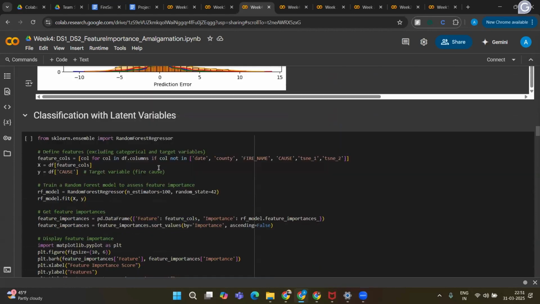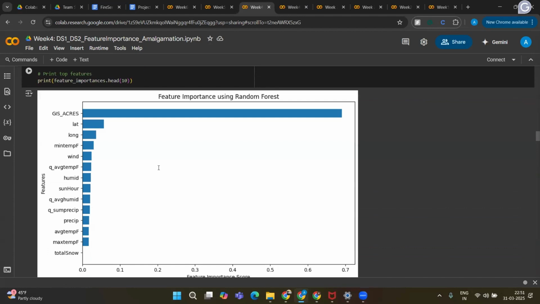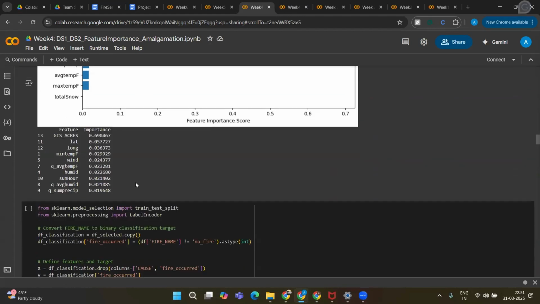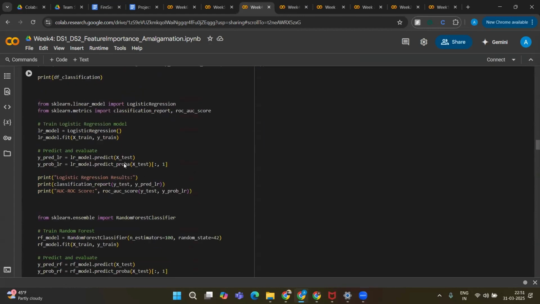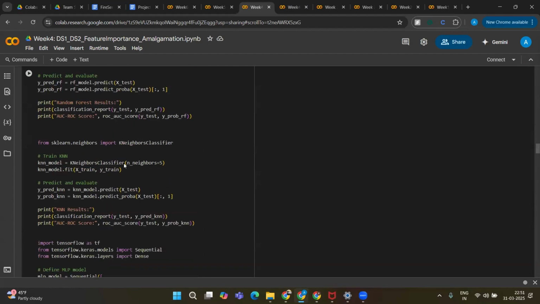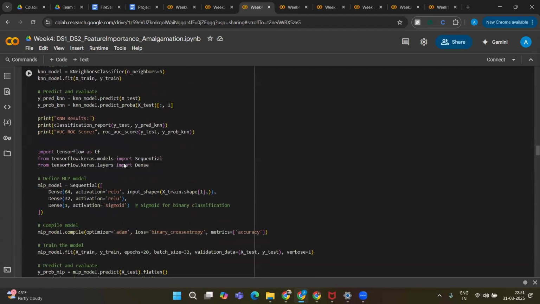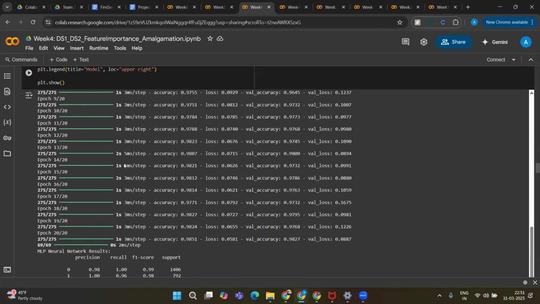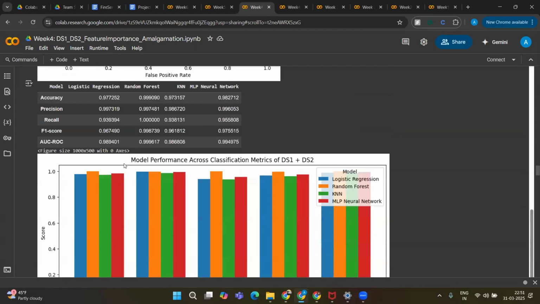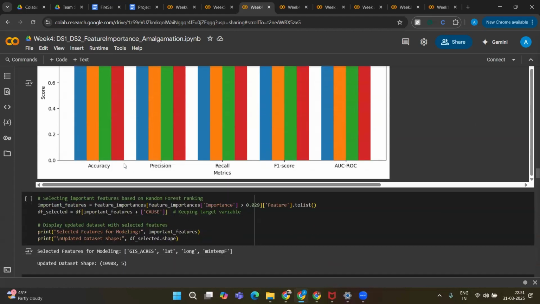with latent variables, we have plotted the feature importance using random forest, and whichever has more importance, we have taken those features and processed those features to the model. So for the classification, we have taken KNN classifier, random forest classifier, and MLP. So here also we have taken the confusion matrix, precision, recall, F1 score, and support. Compared to the previous one, the model with the latent features accuracy got somewhat increased.